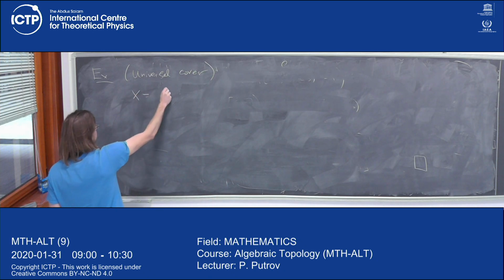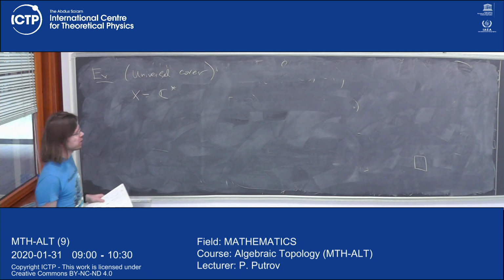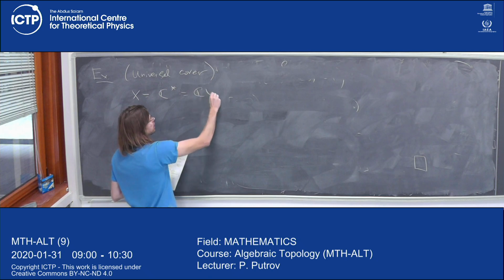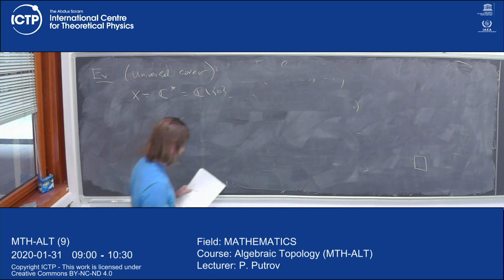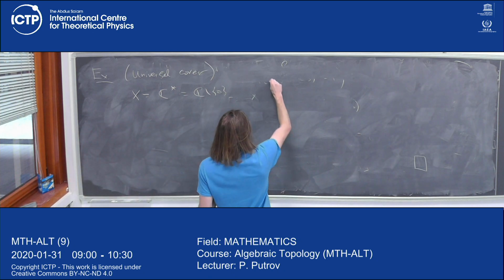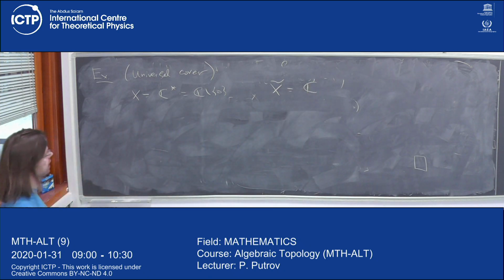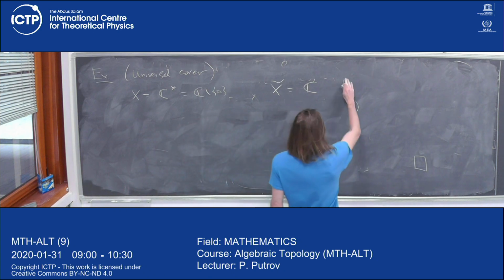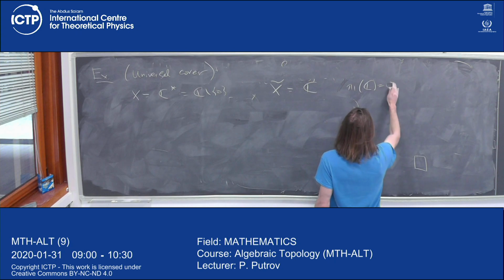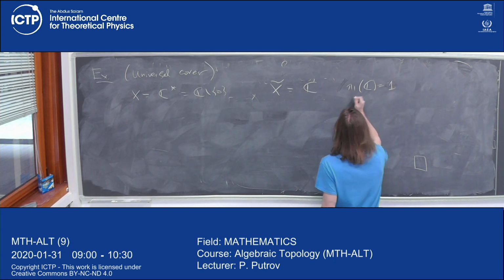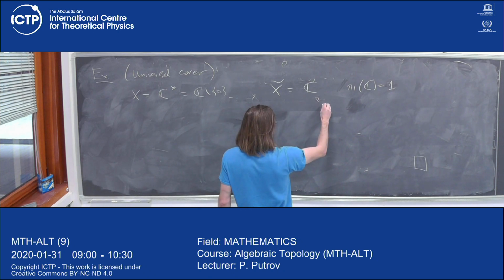Let me again, as in the previous example, take X to be C star, the punctured complex plane. I want to show that X tilde, which is just C, universally covers X. Of course this satisfies the simply connectedness condition, because this is just homotopy equivalent to a point.